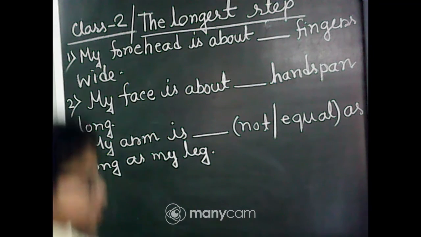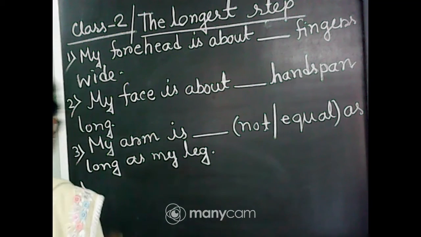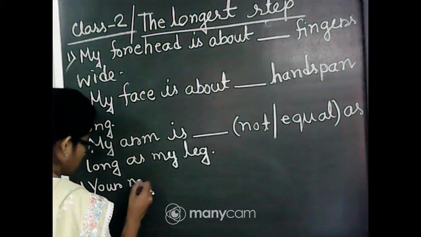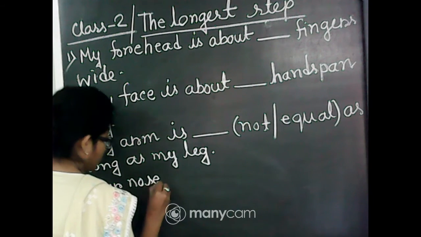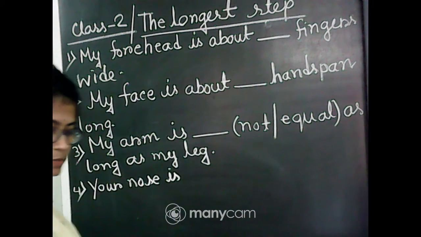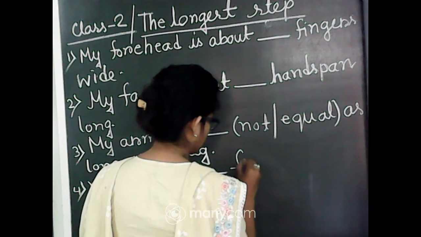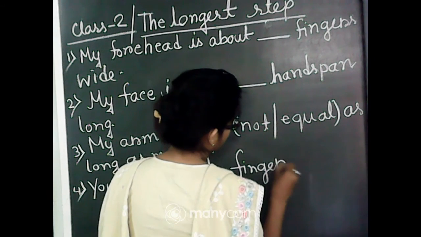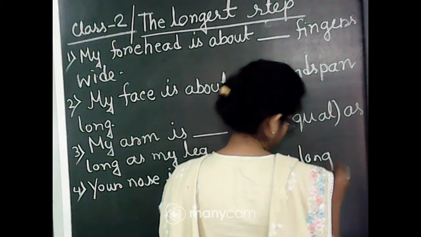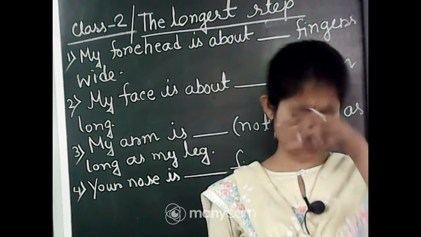So now we will move to the fourth number. Your nose is dash fingers long. Means this is your nose, this is your nose.